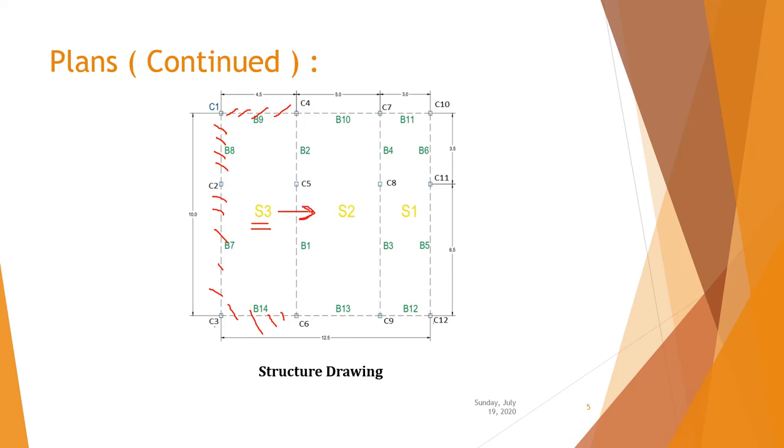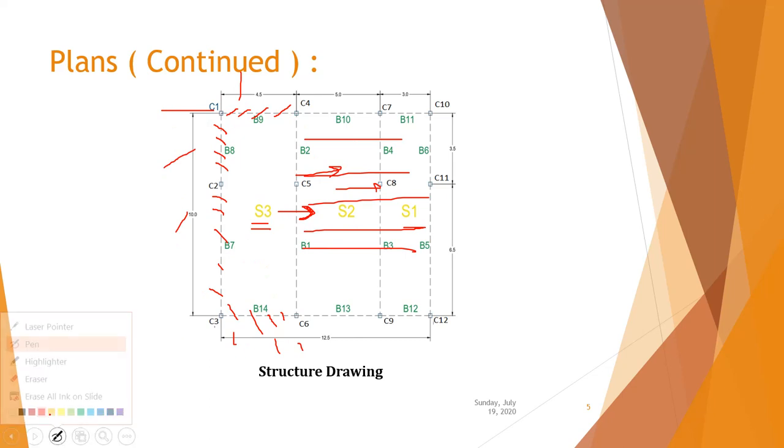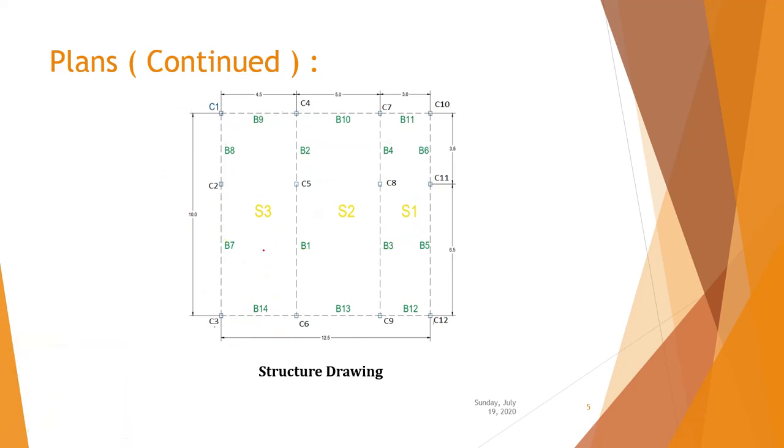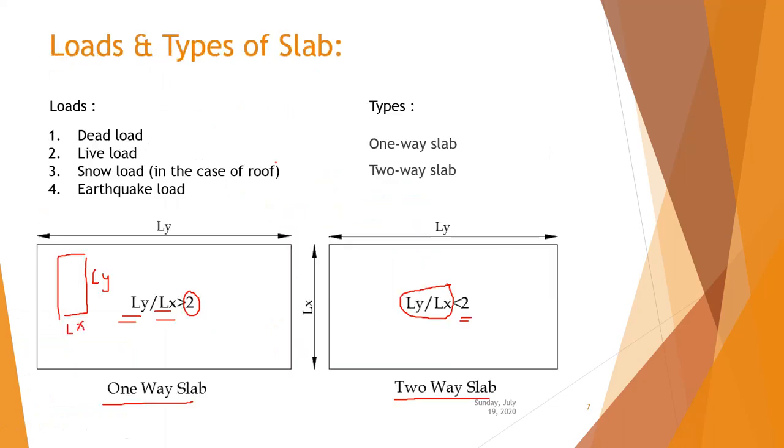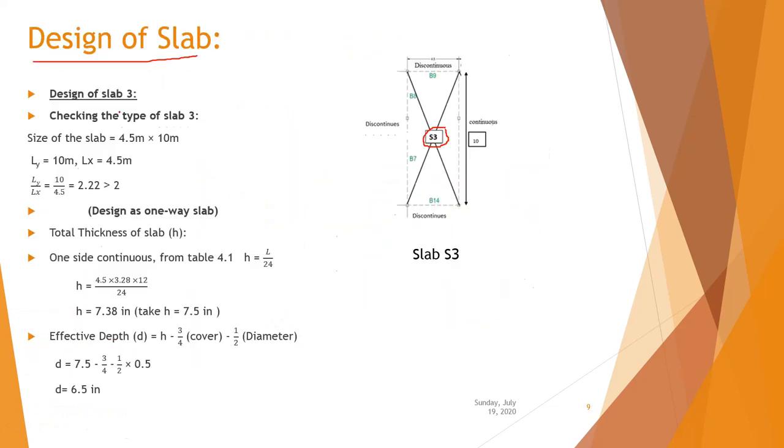How can we know this side is continuous? Because as you see here, there is a complete part of the slab. So this is continuous part, this is continuous part. But here it is discontinuous. There is nothing from here. There is nothing from here. So this one is only continuous, and the other part is discontinuous. Okay? So for the slab S3, we will start now for the design.